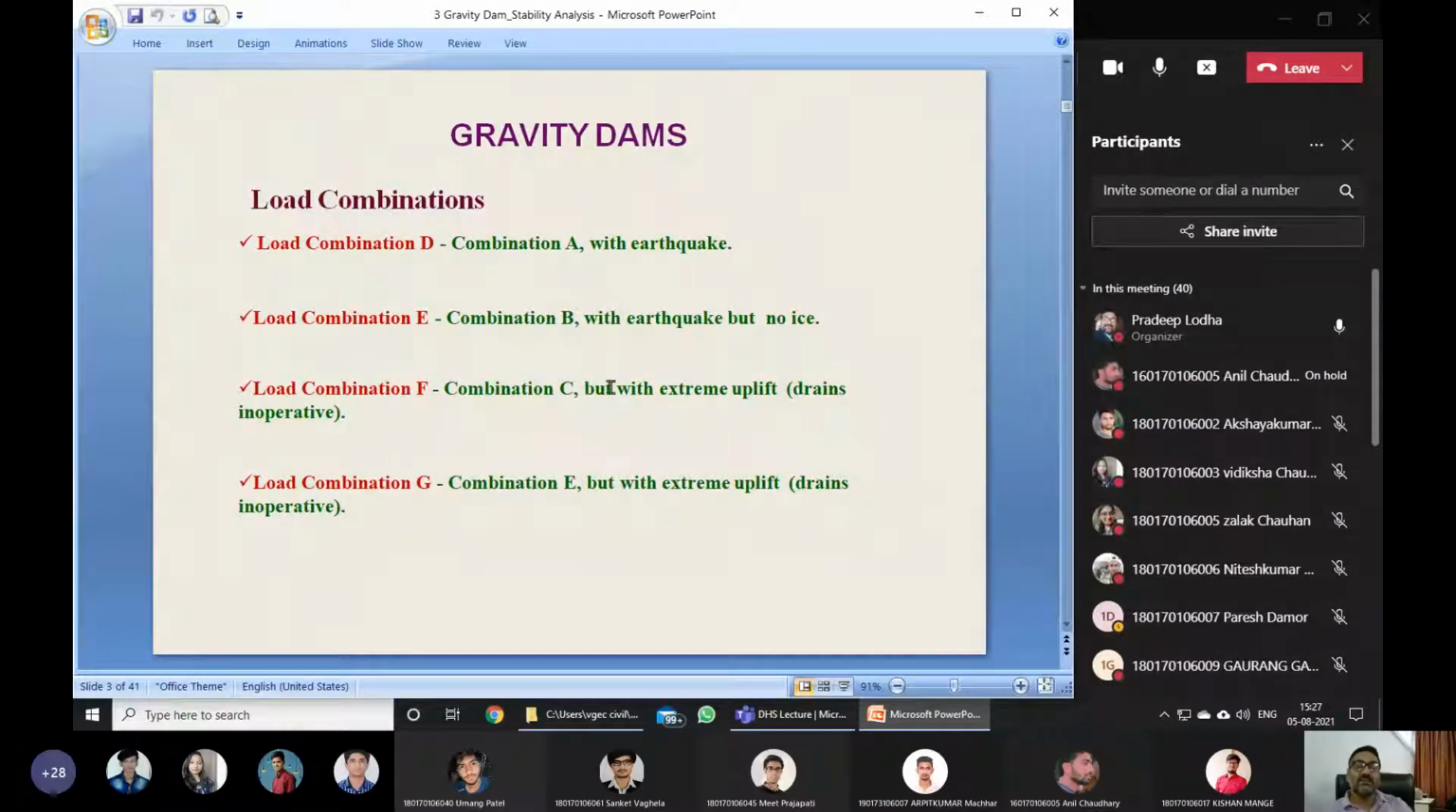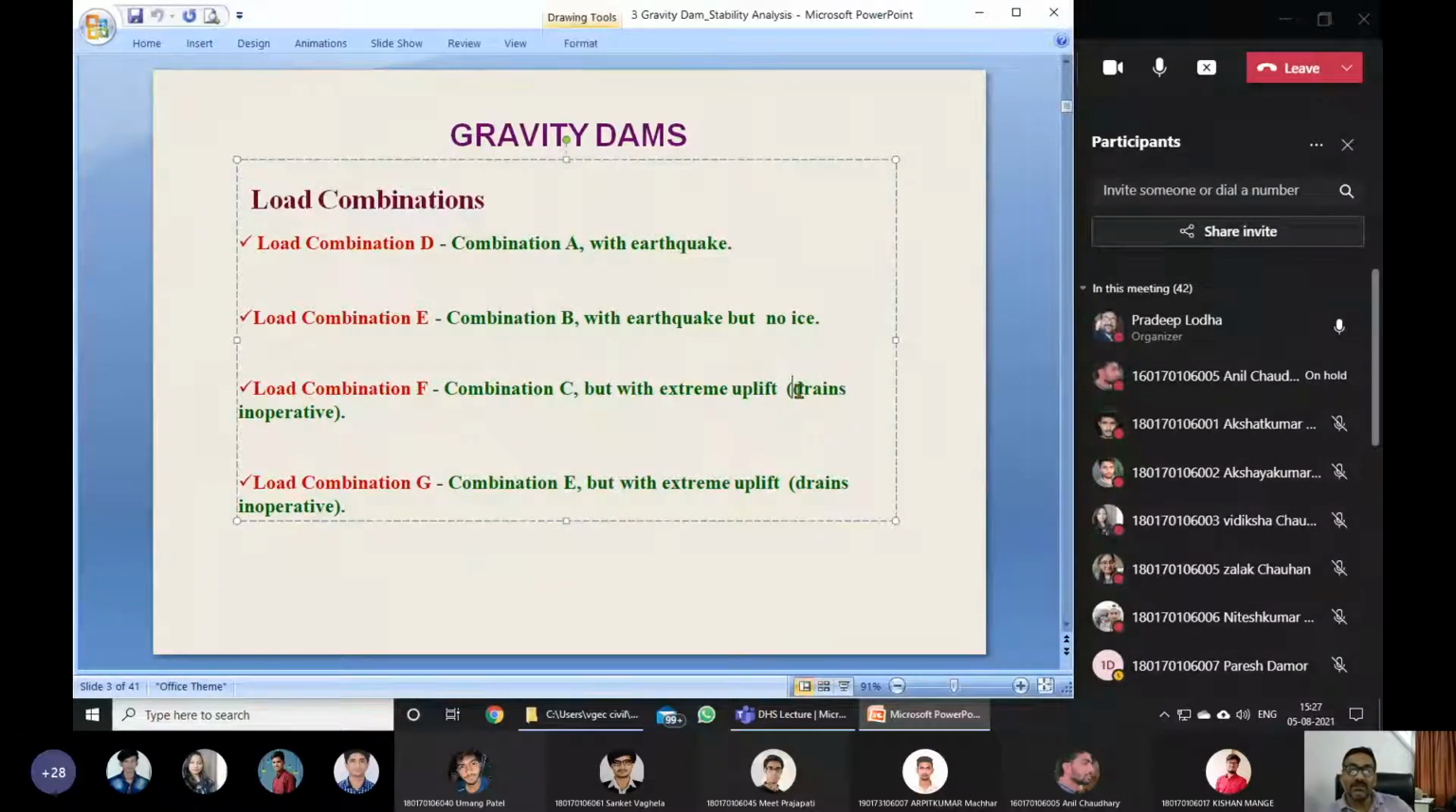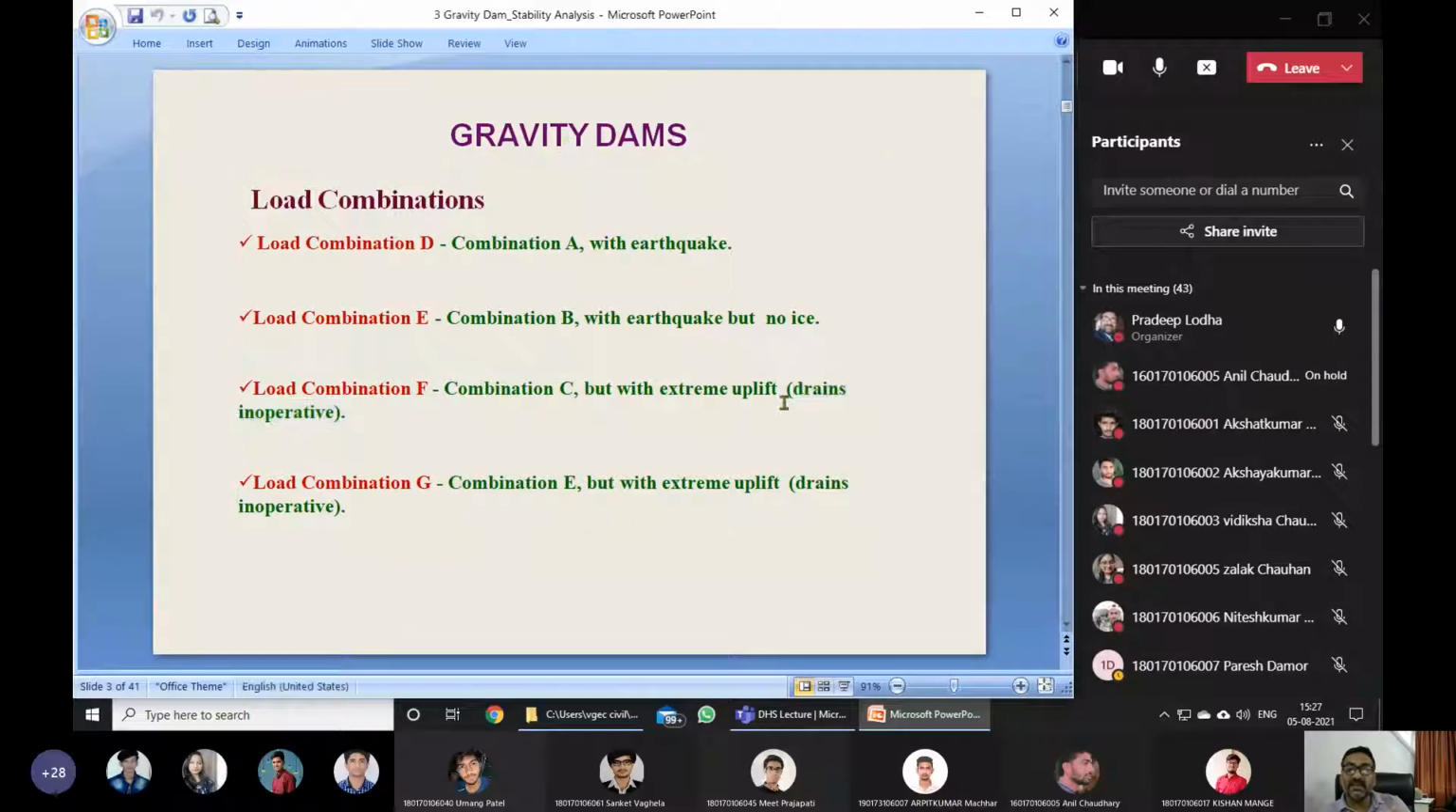The fifth, or E, combination as per the IS code is combination B, that is normal pool level with earthquake. Now F and G, the last 2 conditions, are special conditions when no drains are operative. That means your seepage is not taking place properly. It means there is a lot of uplift, extreme uplift. Drains are inoperative, water is not getting released, not going downstream through the system which we have created. Then all the drains are inoperative. And what is it leading to?